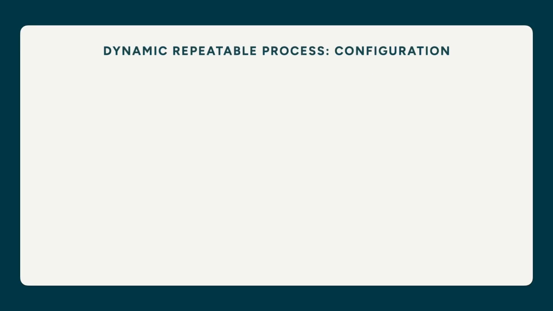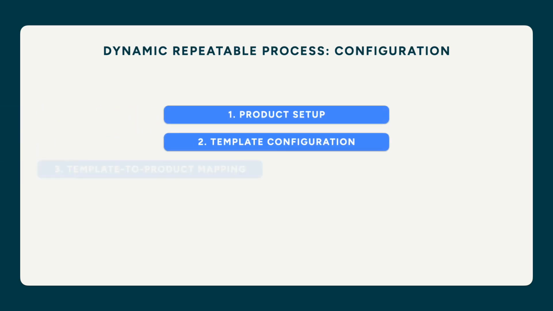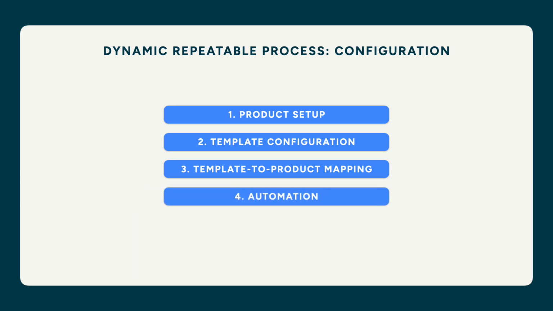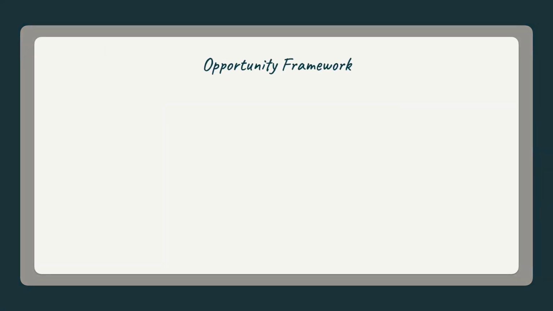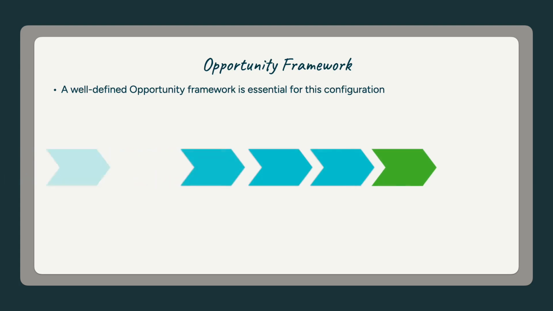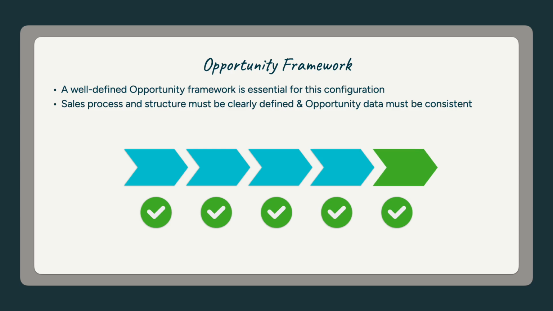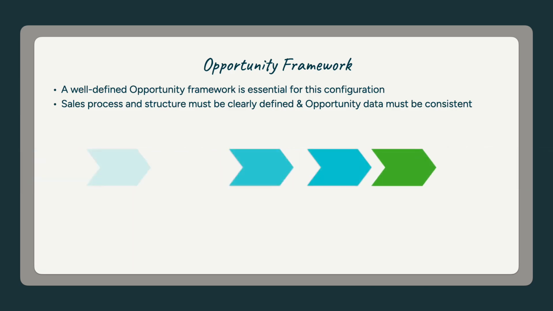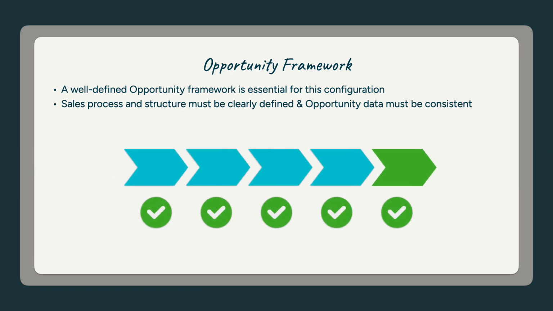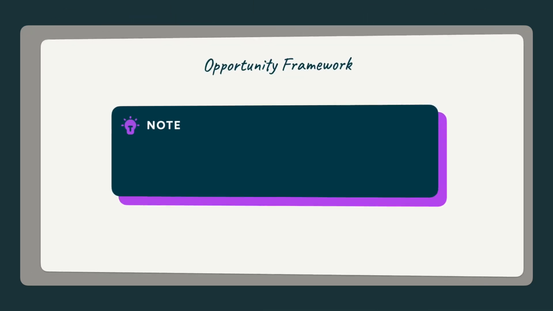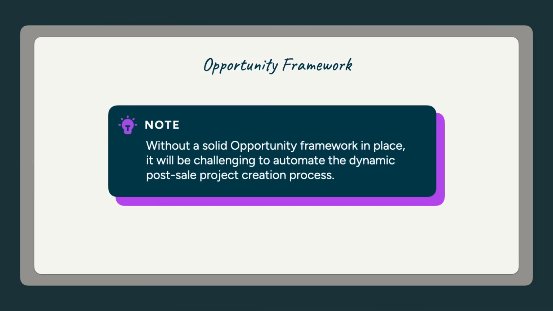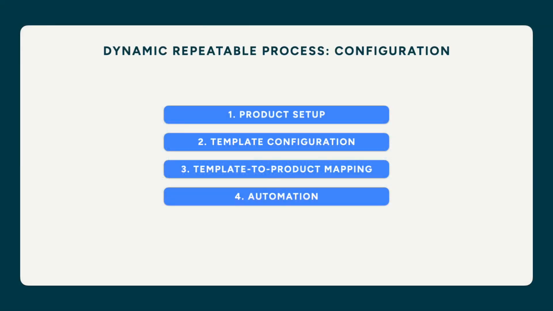So, how does it all work? In summary, there are four main focus areas for configuration, which are product setup, template configuration, template to product mapping, and finally, automation. As a quick reminder, having a well-defined opportunity framework is critical for this configuration. In other words, your sales process and structure must be clearly defined in Salesforce, ensuring that relevant opportunity data is consistent for every sale. Without a solid framework in place, it will be challenging to automate the dynamic post-sale project creation process. With that said, let's dive in.